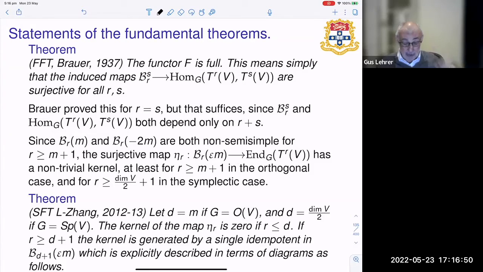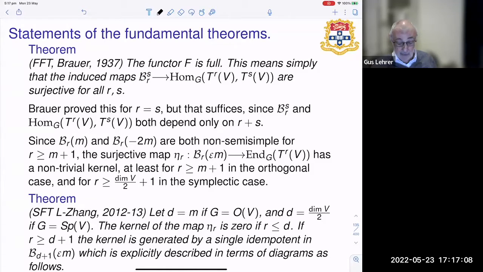values of R. A recent result, which has been recast in many different ways, proved by myself and Ruibin Zhang, first in 2012-13.